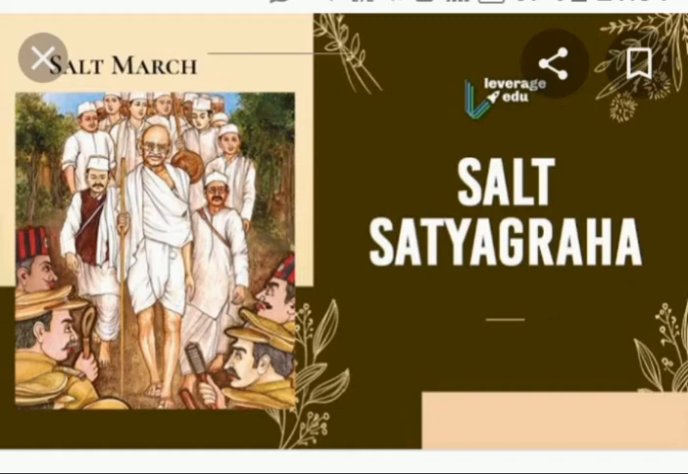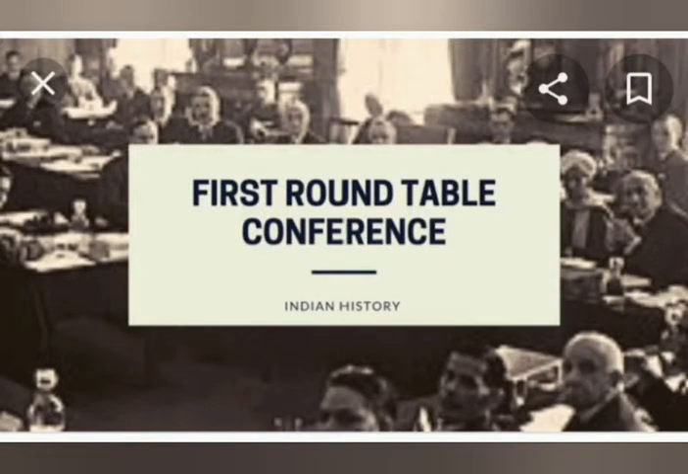Now, let's see the Round Table Conference. The British government convened a series of Round Table Conferences in London. The first Round Table Conference was held in November 1930. The Indian National Congress did not participate in it, and this first Round Table Conference became a failure.